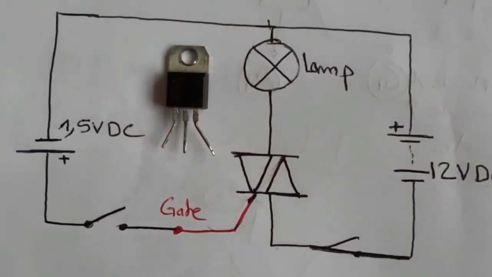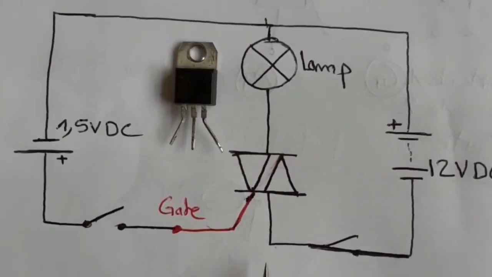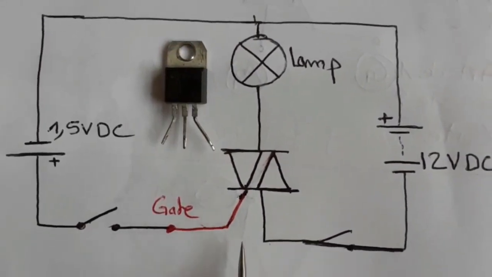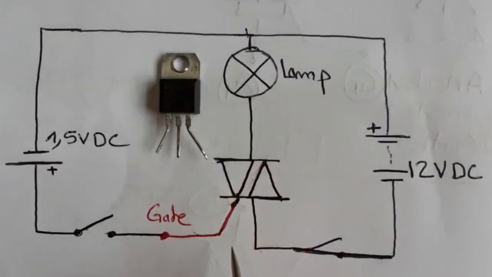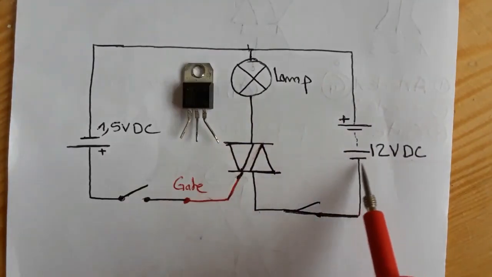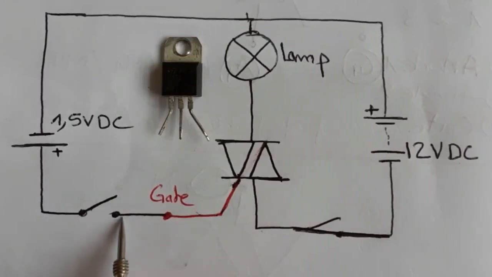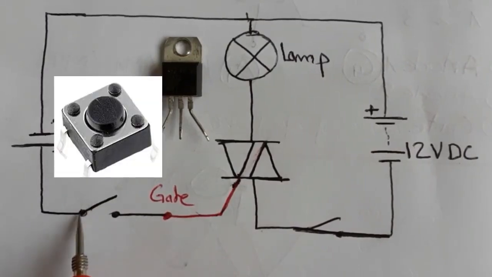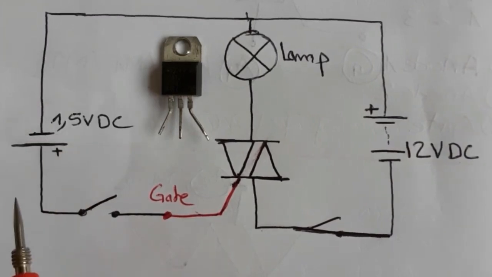So I'm going now to show you a real circuit in order to understand the working principle of the TRIAC and how it works. This is an easy circuit that I'm going to explain to you. So basically, this is the TRIAC, and it contains 3 terminals. Here we have a lamp, and this is the 12 volt DC voltage. Over here, the gate is connected to a switch and to a control signal. We have 1.5 volt DC. This is the control signal.